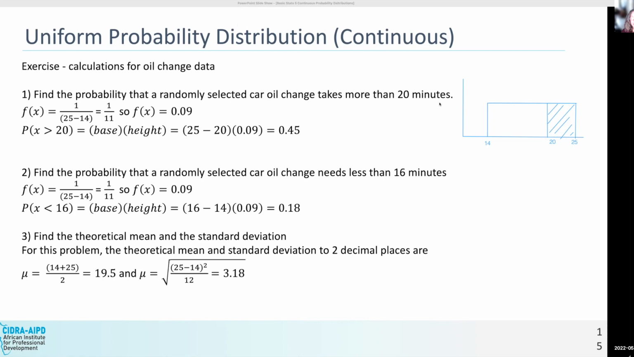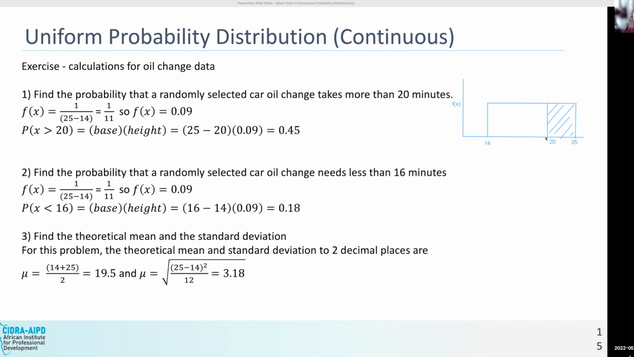And I'm going to also write f of x up here because that is what we're looking for, first of all. So to get the probability all the way along this line, which is f of x, we would do the 25 minus the 14, and 1 over that number will give us that f of x value that we're looking for. So 25 minus 14 is 11, and then 1 over that will give us 1 over 11, so f of x is 0.09.